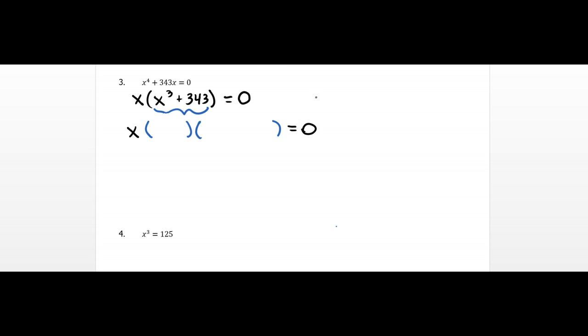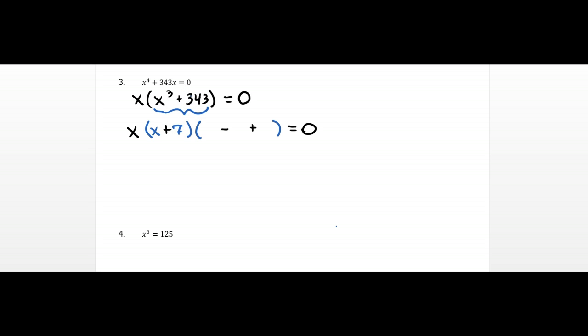First thing we want to do for a difference of, or for a sum of cubes is to use our SOAP. So we're going to do same, opposite, always positive to get our signs right. The cube root of x cubed is just x, and the cube root of 343 is 7. So our binomial will be x plus 7.